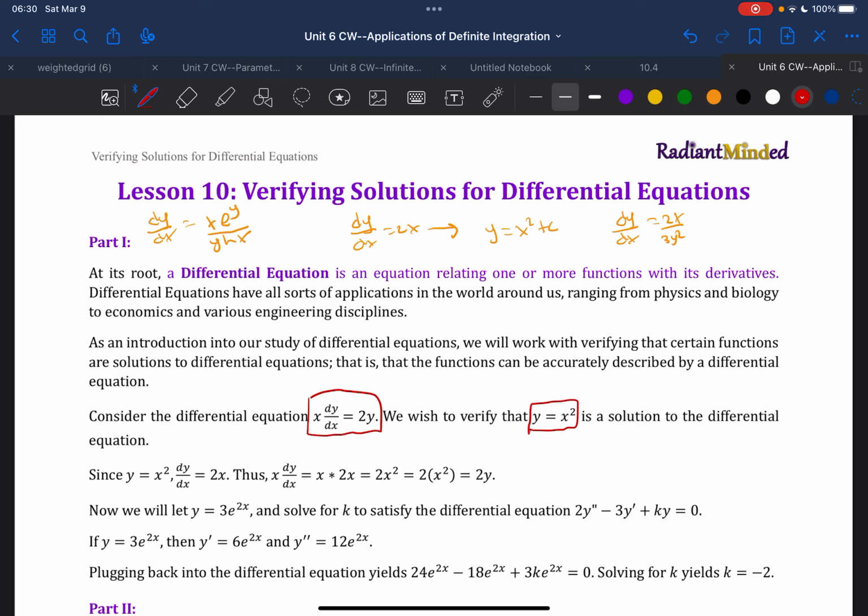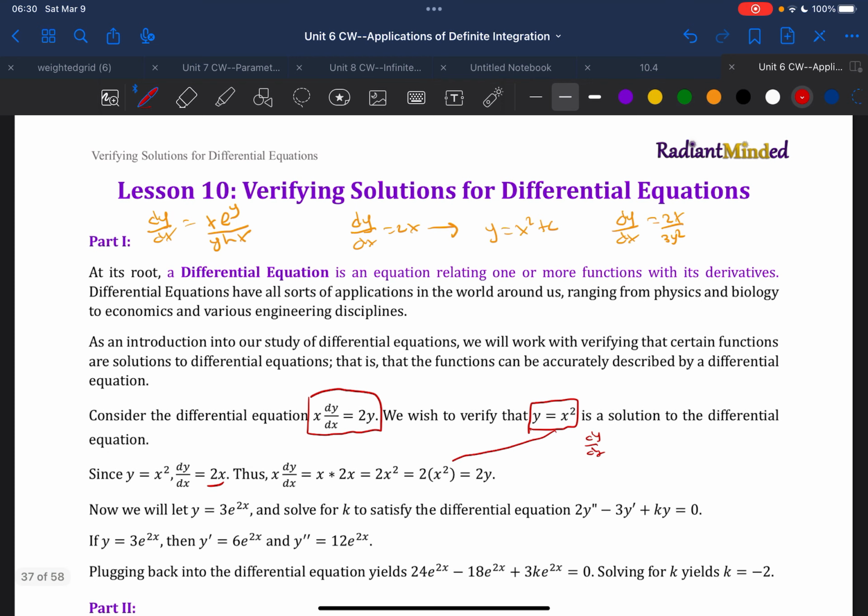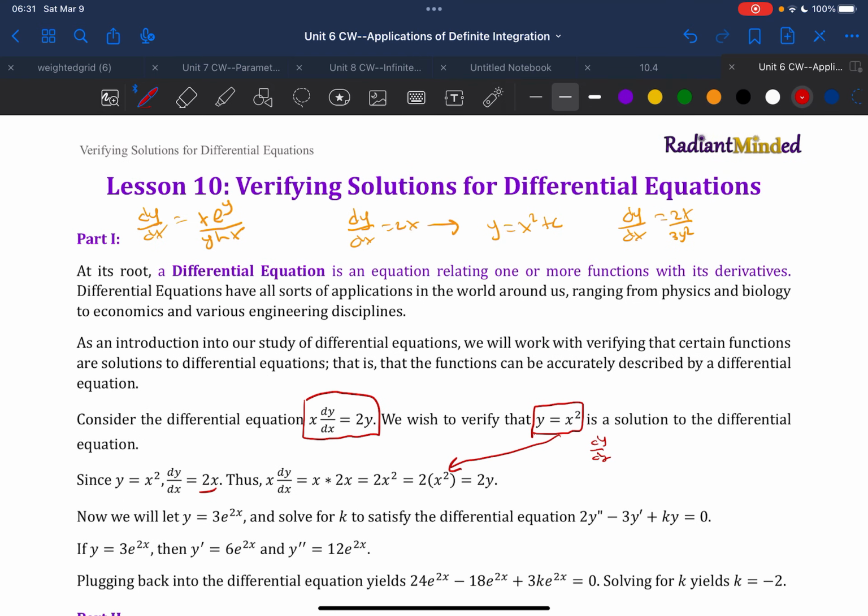Since y is x squared, I know that dy/dx is naturally 2x. And you can just follow along here. So x times dy/dx would be x times 2x, which is 2x squared. And since y is x squared, that's literally 2 times x squared, or 2 times y. And voila, we just showed that x squared is a solution to this differential equation.